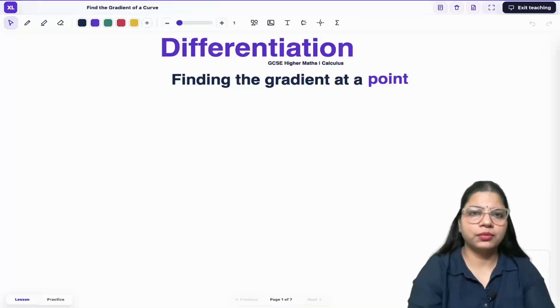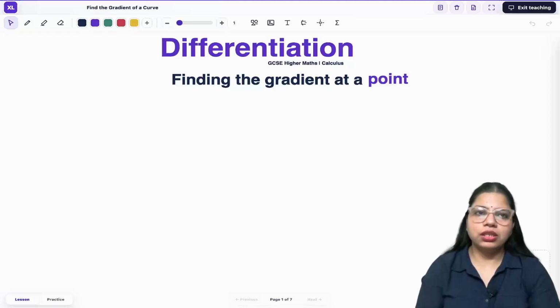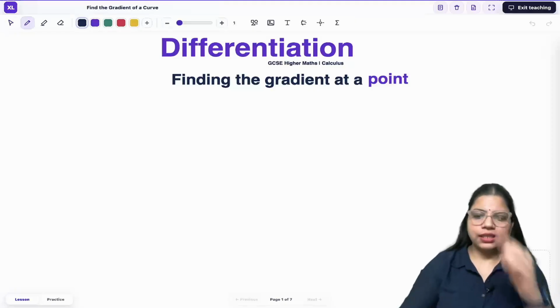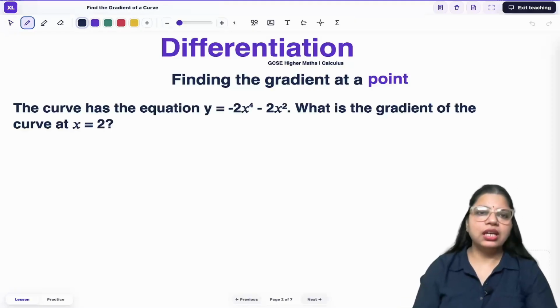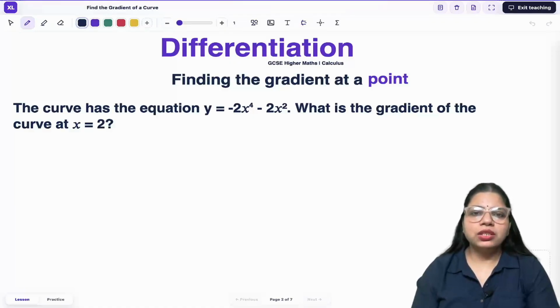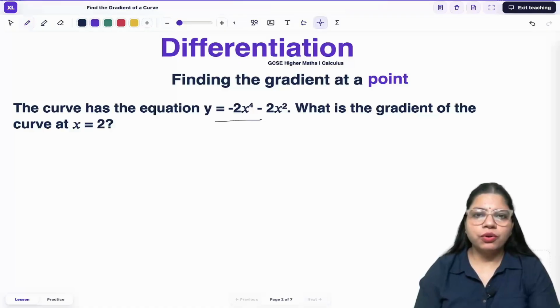In this lesson, we are going to be finding out the gradient at a point. So how to find out the gradient at a point? Say for example, we have a question. A curve has an equation y equals minus 2x to the power of 4 minus 2x squared. What is the gradient of the curve at x equals 2?